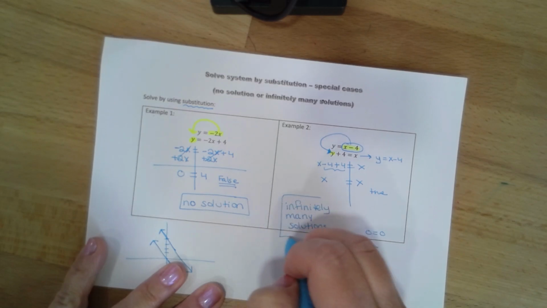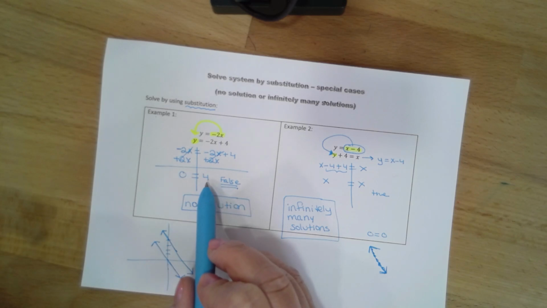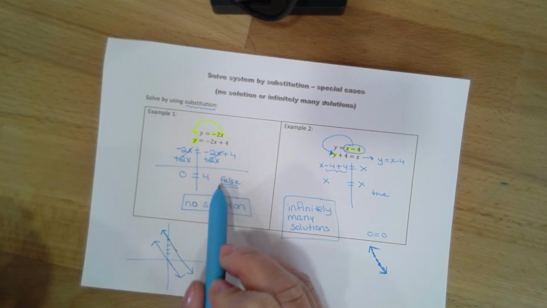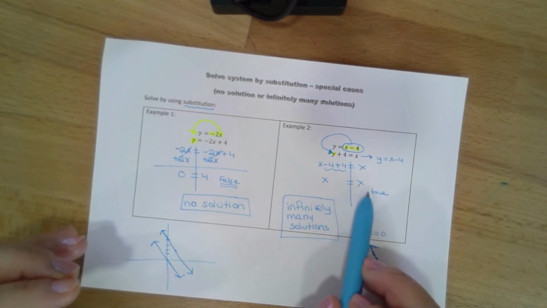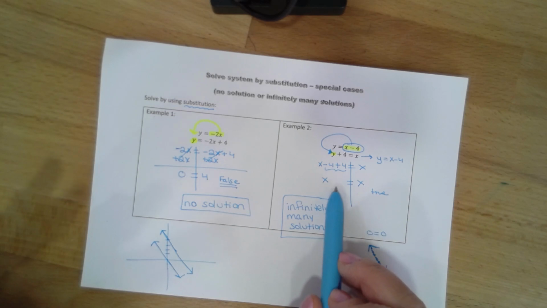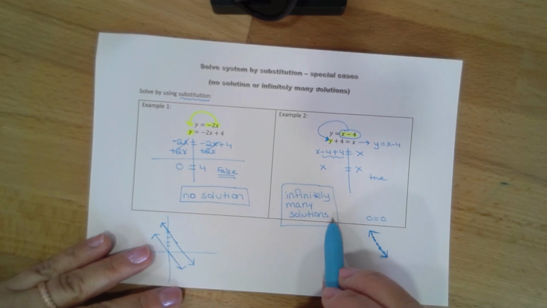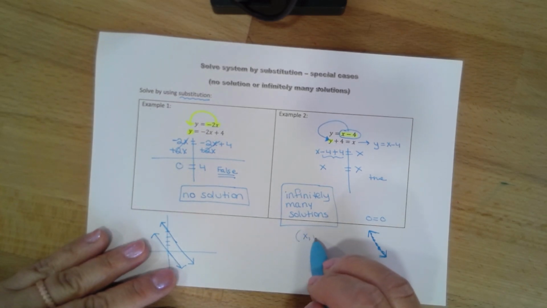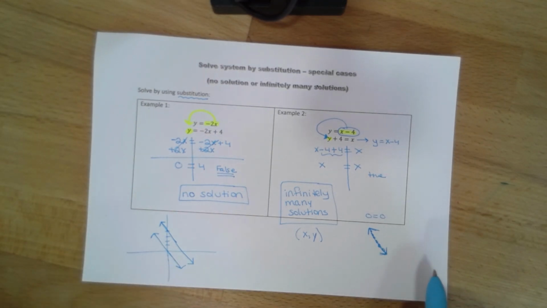So for today, if you cancel out your variable, don't freak out. It's not often, but it will happen. So if it's false, no solution. And if what you're left with is true, that both sides are equal, depending on what you get, x equals x, 0 equals 0, 2 equals 2, just remember it's infinitely many solutions, because a solution is an ordered pair. There's just infinitely many ordered pairs.